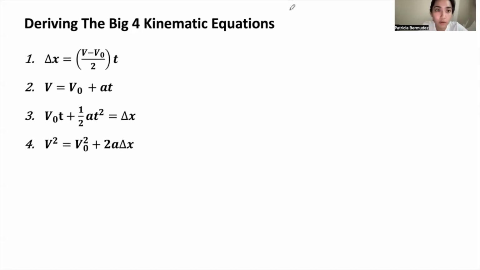So let's start off with the first equation. We have delta x is equal to (v minus v naught) divided by 2 times t. Before we actually derive these four equations, we have to know this basic principle.